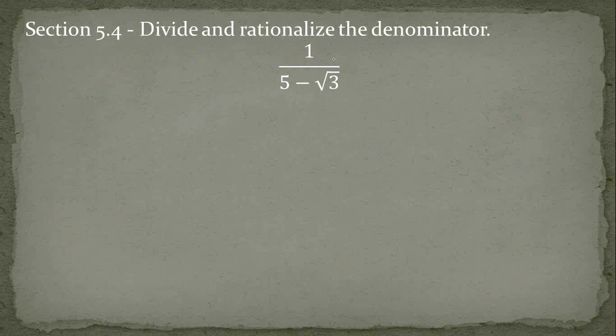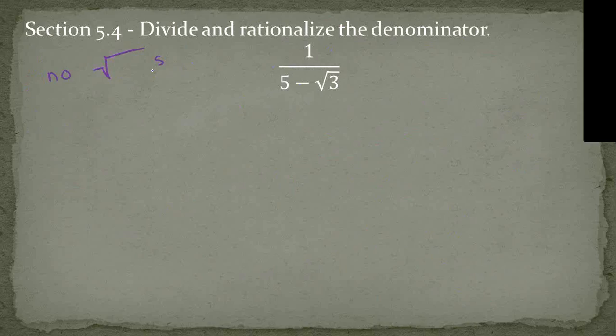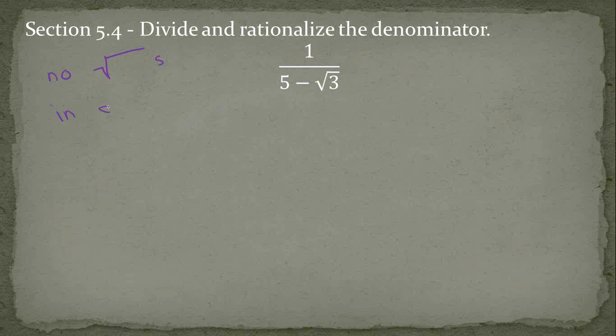Divide and rationalize. You are not allowed to have a radical, no radicals, in a denominator. It's against the law. You cannot leave this radical here. To get rid of this, since this denominator has 2 terms, we're going to have to multiply by the conjugate. That means you leave the numbers the same, you just change the sign. A conjugate is same numbers, different sign. Or I'll write change sign, same numbers.